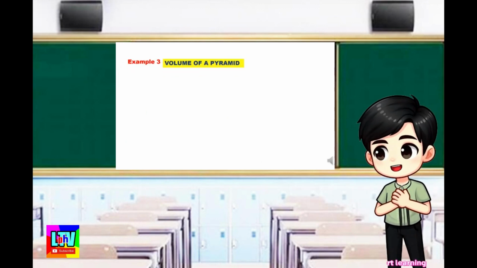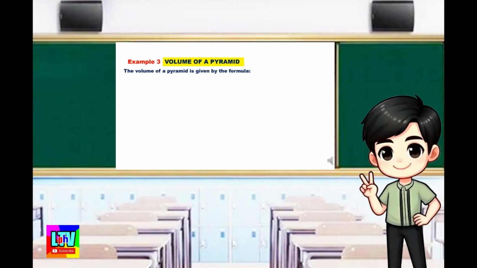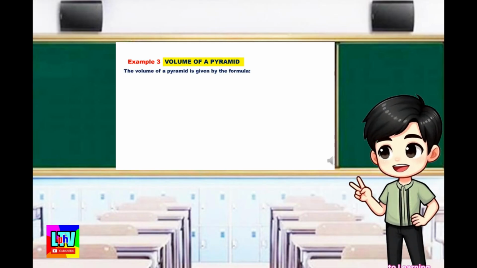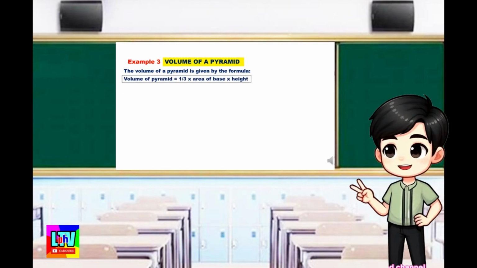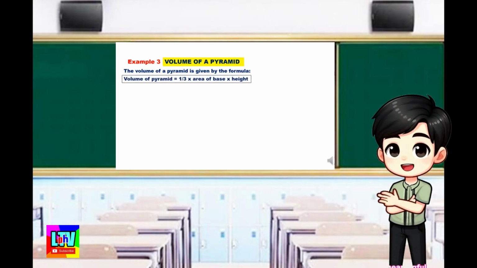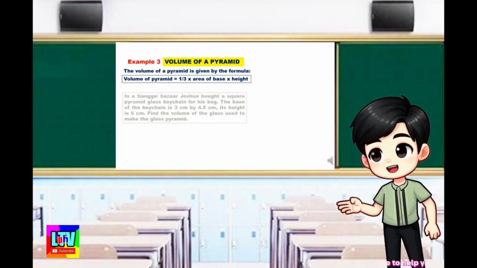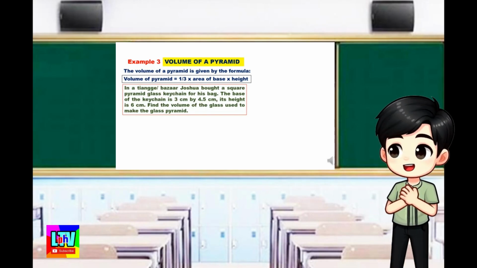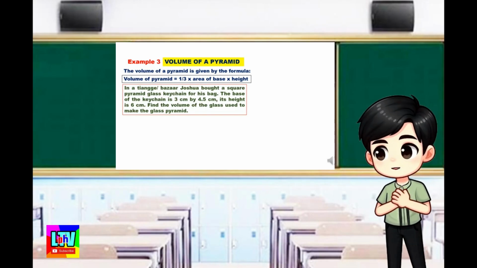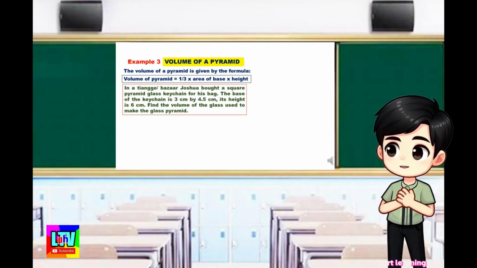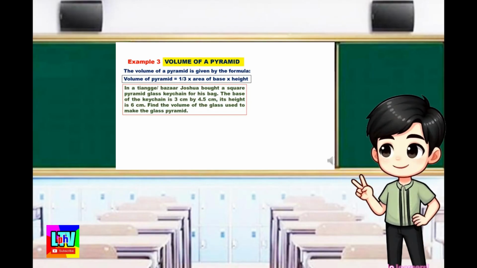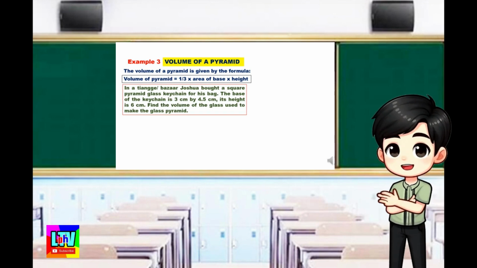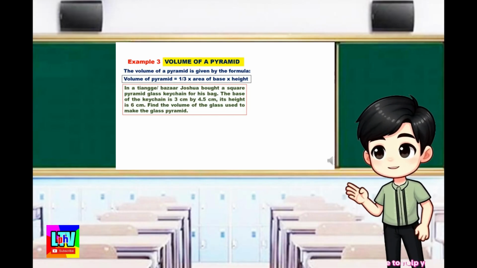Example 3. Volume of a pyramid. The volume of a pyramid is given by the formula: volume of a pyramid equals 1/3 times area of base times height. In a bazaar, Joshua bought a square pyramid glass keychain for his bag. The base of the keychain is 3 centimeters by 4.5 centimeters. Its height is 6 centimeters. Find the volume of the glass used to make the glass pyramid.